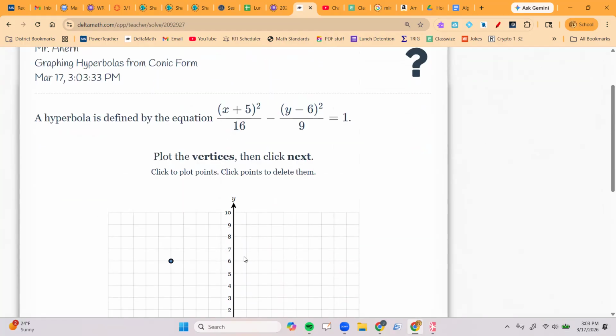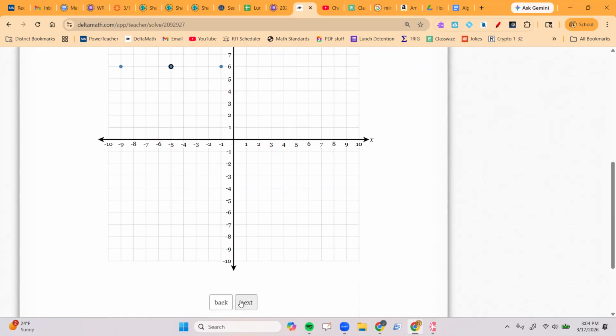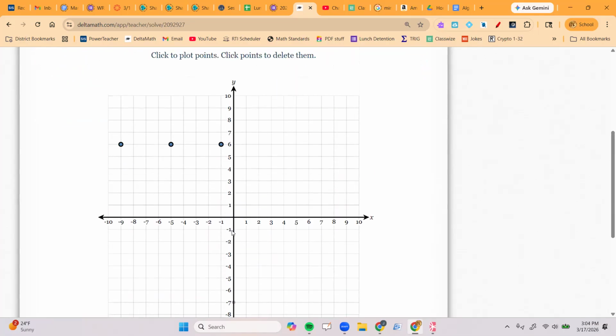Where will the vertices be? Lefty righty, because it's an x first hyperbola. They're going to be 4 away because that's the square root of 16, right? Okay, so we're going to go right 1, 2, 3, 4, and left 1, 2, 3, 4. Click them, and they look weak still until you click next, and then they turn into solid bolded points. That's when you know they're locked in.